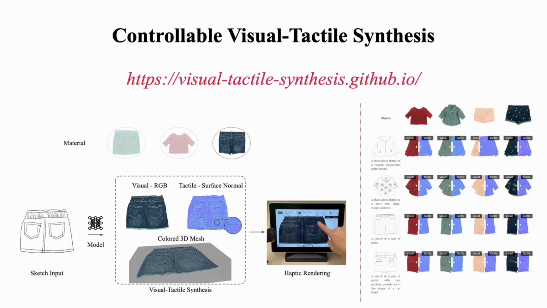We presented Controllable Visual-Tactile Synthesis, an image-to-image translation method to synthesize visual appearance and tactile geometry of different materials, given a handcrafted sketch. Visit our page for more cool visualizations, including interactive patch demo and text-guided generation with DALL-E 2.